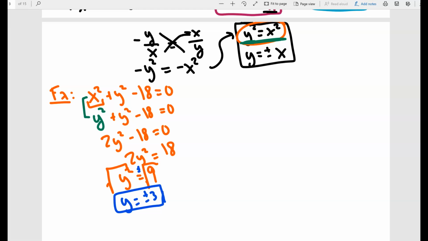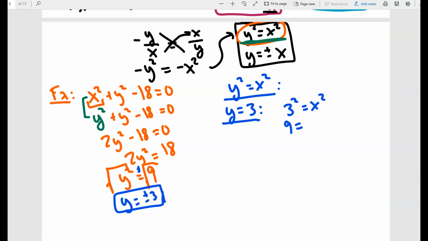All right, so now all I have to do is figure out what my x's are. So I'm going to use this one. I know that y squared is equal to x squared. What I'm going to do is find their pairs. So y is equal to positive 3 first. I'm going to plug in positive 3, so I have 3 squared is equal to x squared. Now I'm going to take the square root. 9 equals x squared. Take the square root of this. So x is equal to plus or minus 3.